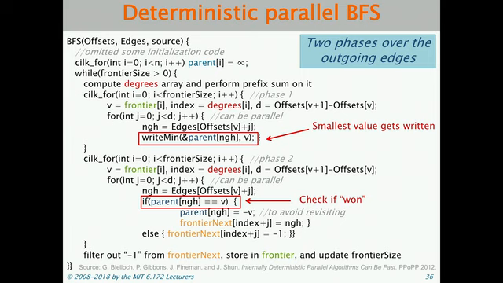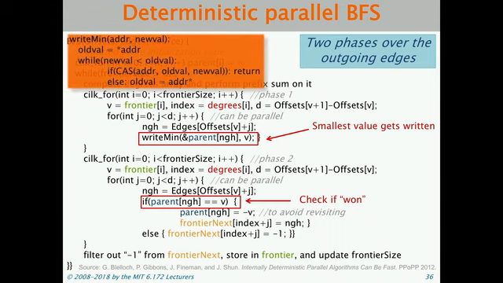OK, so the final BFS tree that's generated by this code is always going to be the same every time you run it. I want to point out that this code is still not deterministic with respect to the order in which individual memory locations get updated. So you still have a determinacy race here in the write min operator. But it's still better than non-deterministic code in that you always get the same BFS tree.